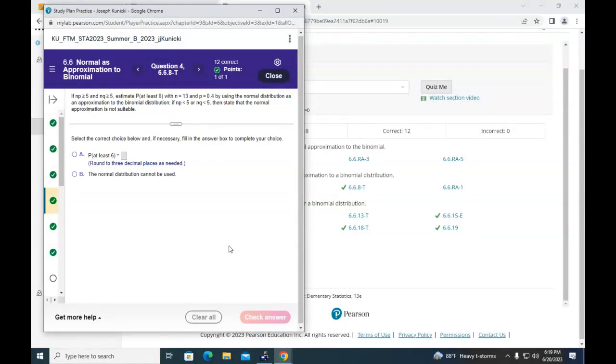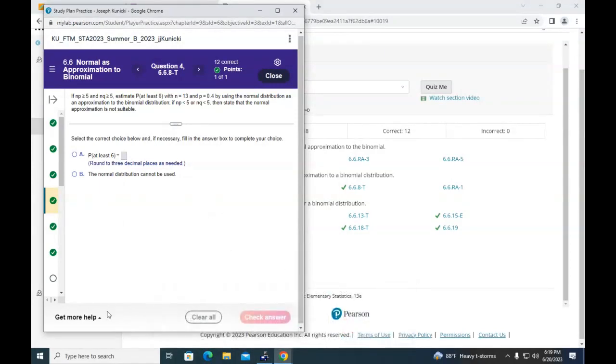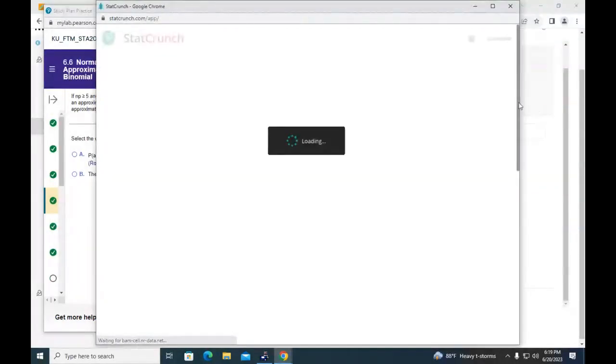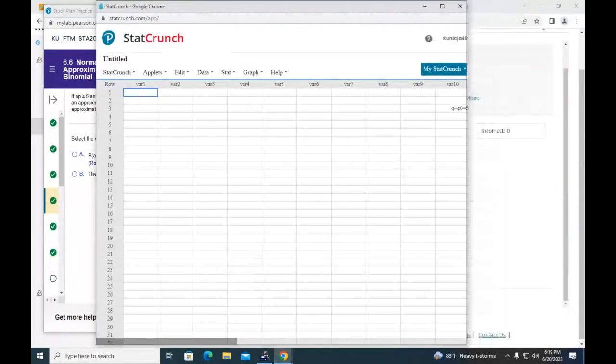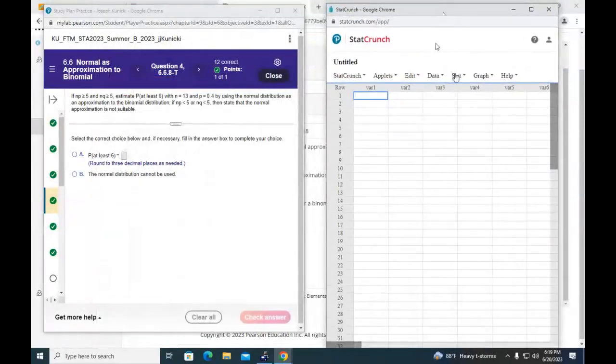Okay, so let's do the binomial first. So watch. Let's see, where do I go? Where am I going here? Get more help. StatCrunch, there we go. Right, so I'm going to do the binomial first and see if it works.